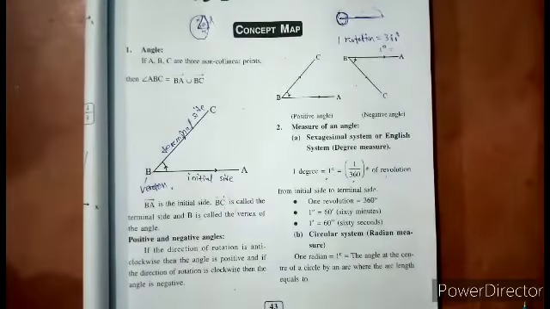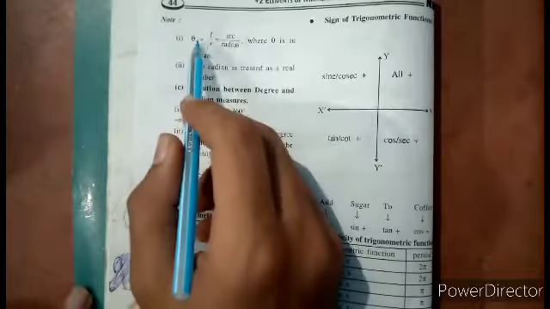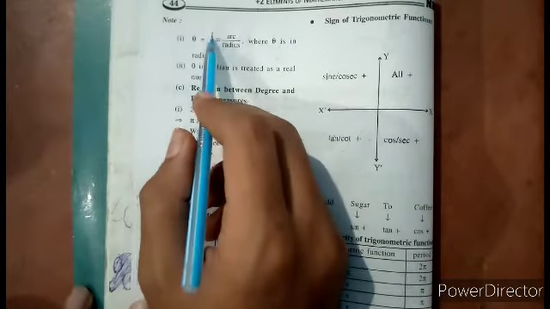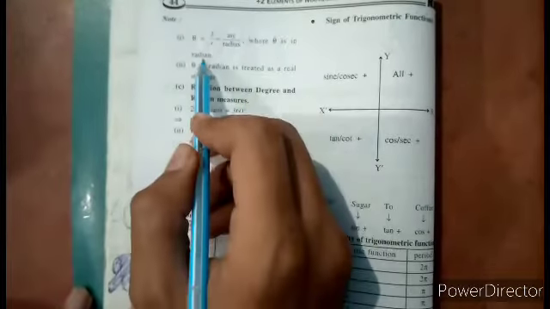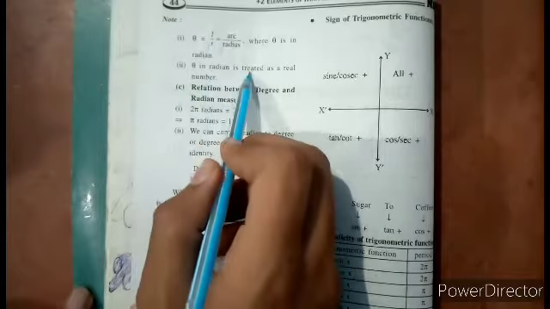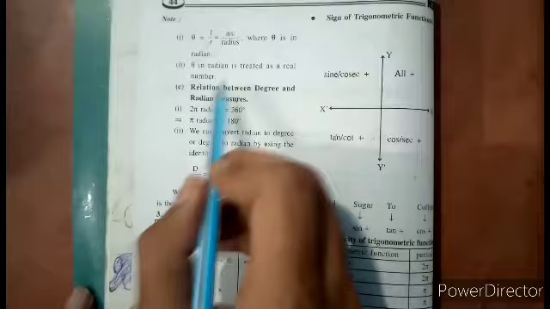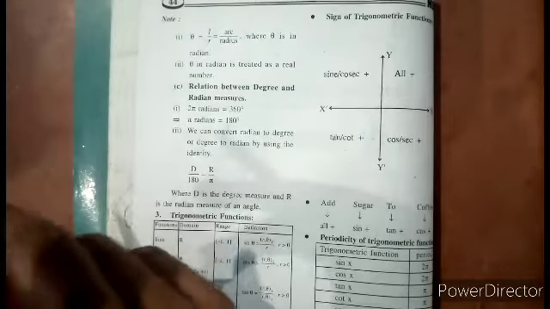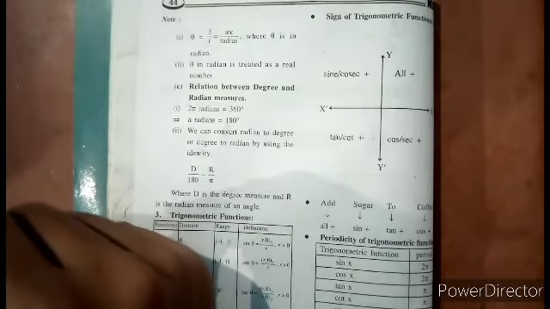Then the formula for the angle subtended at the center by the arc is theta equals arc upon radius, where theta is in radians, treated as a real number. Relation between degree and radian: we know that 360 degrees is equal to 2 pi radians, so pi radians is equal to 180 degrees.